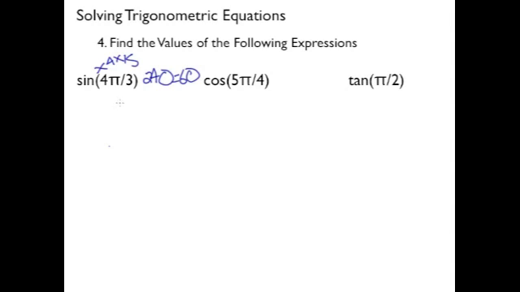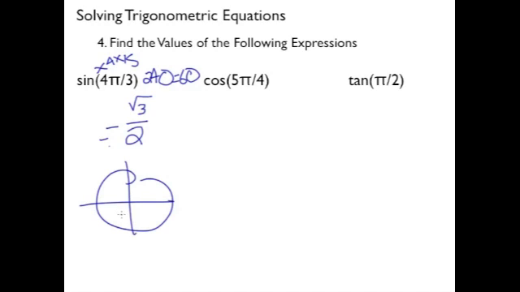So the answer in the sine, because it's 60, is negative square root 3 over 2. And it's negative because, as I said before, it's in this quadrant, below the x-axis.